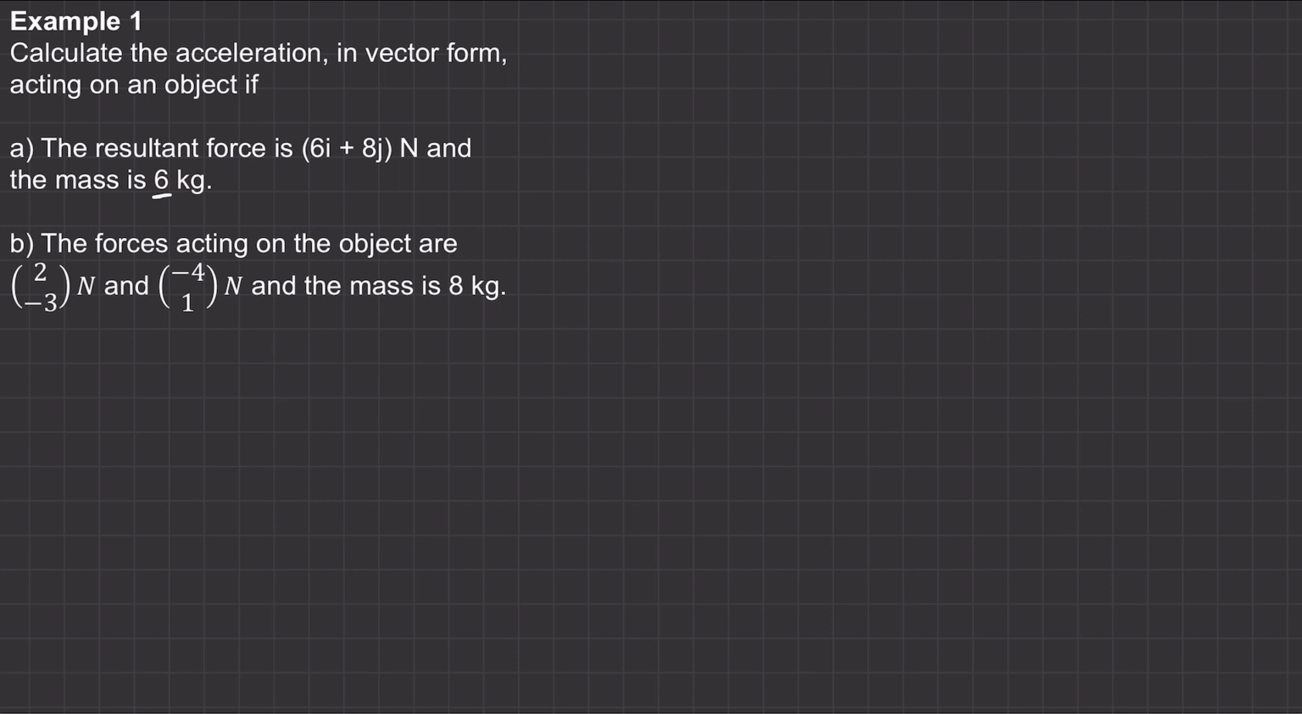So we'll begin by sketching an object. And on this object, we have a resultant force of 6i plus 8j. So a force acting in roughly this direction. We'll call this F1, and we'll label it in column vector form of 6 and 8. So when this force acts on this object, it will cause the object to accelerate in the same direction. So it will accelerate in this direction. And we'll call this a. And to represent a, we'll give it a double arrow.